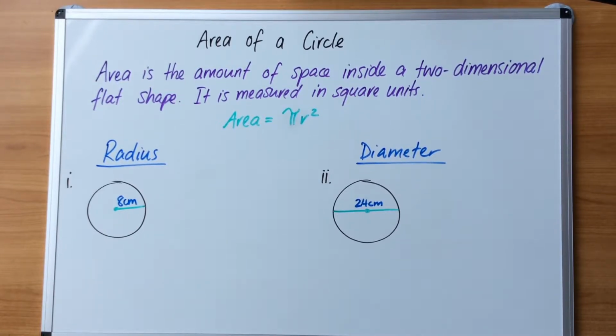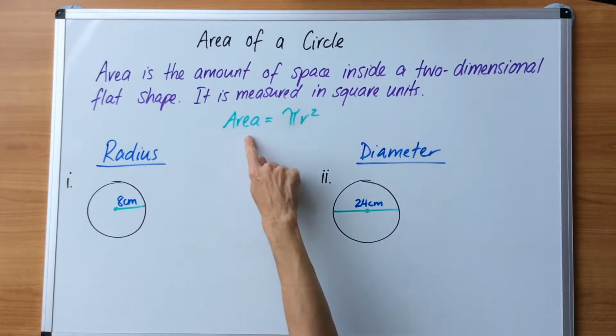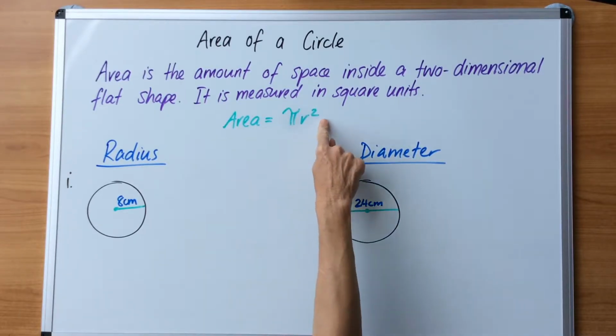In this video, we are going to focus on area of a circle. Area is the amount of space inside a two-dimensional flat shape. It is measured in square units. And the rule for area of a circle is area equals pi r squared. That means pi times r squared.